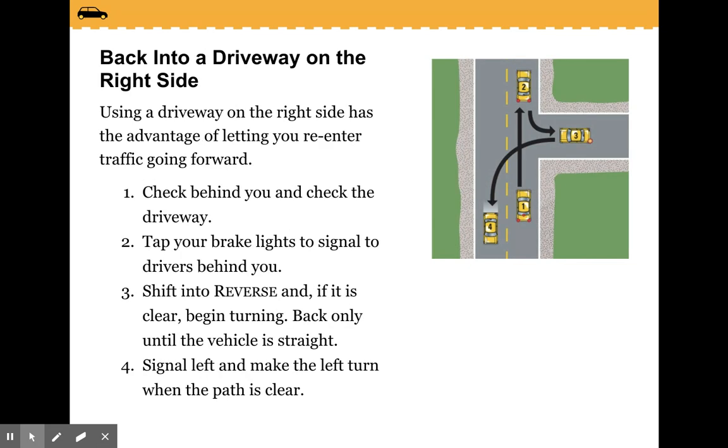Backing into a driveway on the right side. Using a driveway on the right side has the advantage of letting you re-enter traffic going forward. Check behind you, check the driveway. Tap your brake lights to signal to the drivers behind you. Shift in reverse, and if it is clear, begin turning. Back only until the vehicle is straight. Signal left and make the left turn when the path is clear.